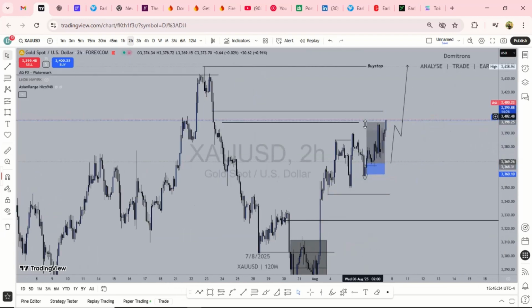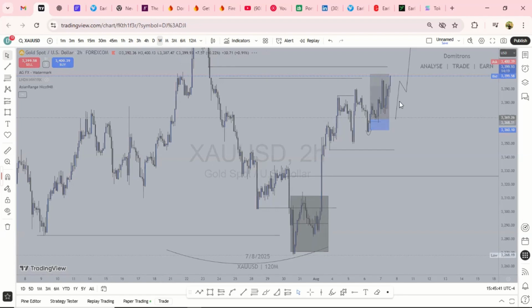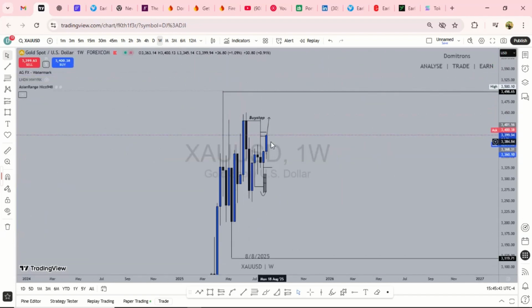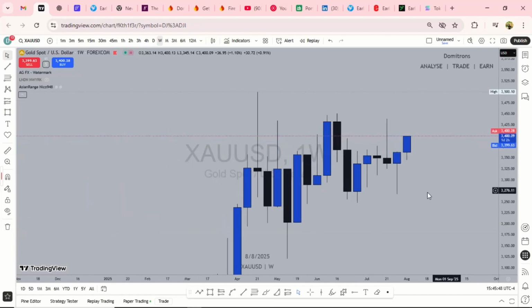So 3 trades, 3 analyses, very well. We have already hit take profit, right? So the next target would be for it to go to the high. Now also, let me just clear all these charts, all these drawings.